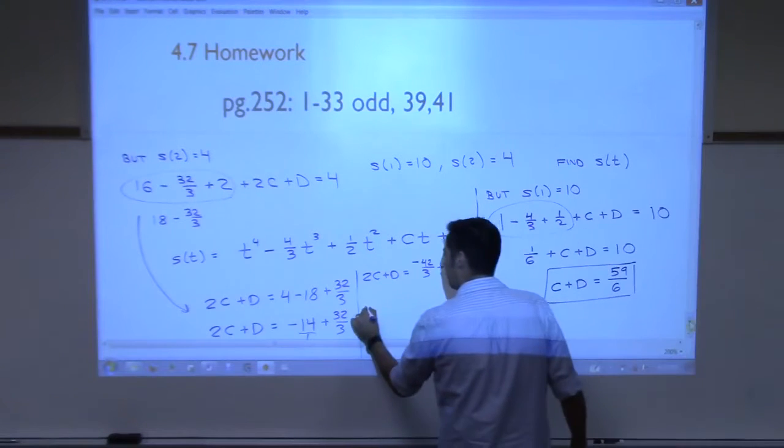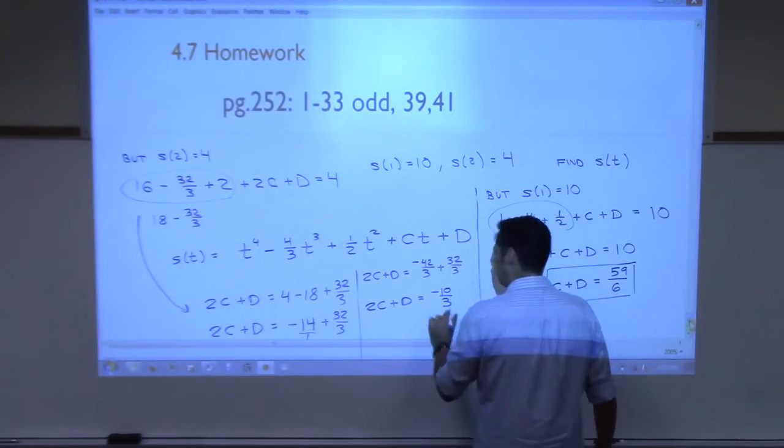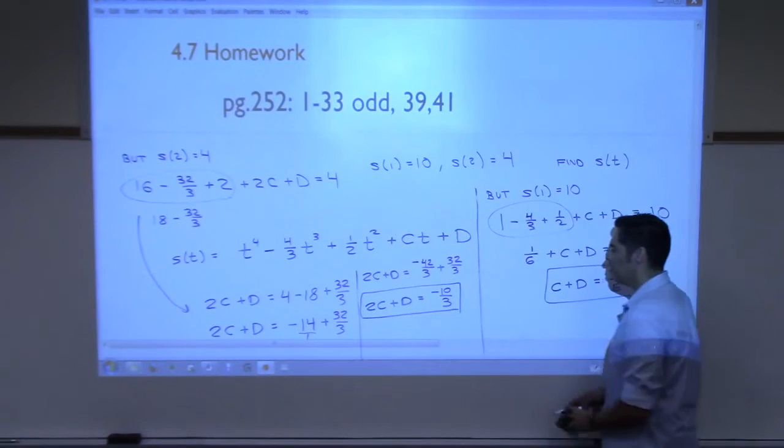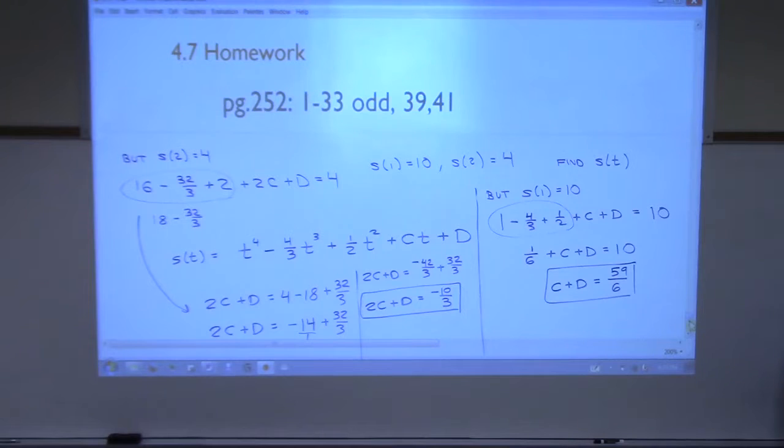Okay, 2c plus d is negative 10/3. All right. Two equations, two unknowns, system of equations, college algebra.